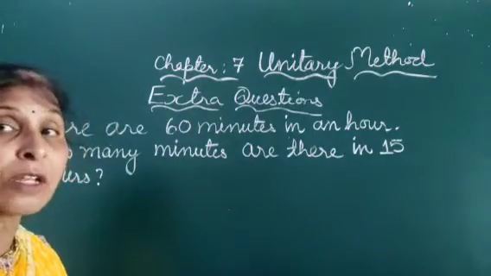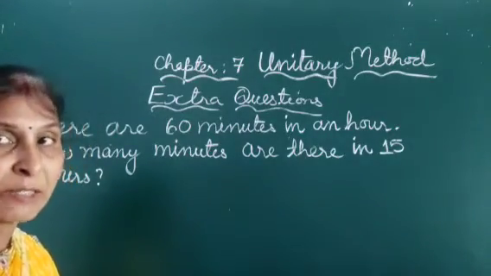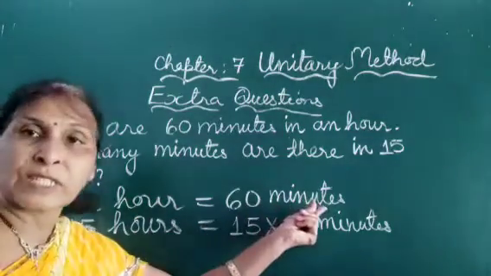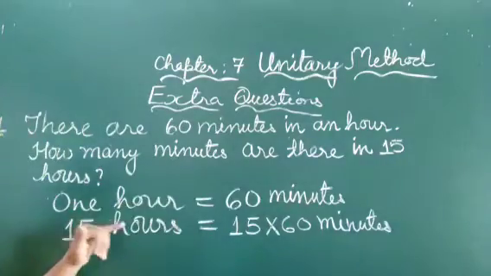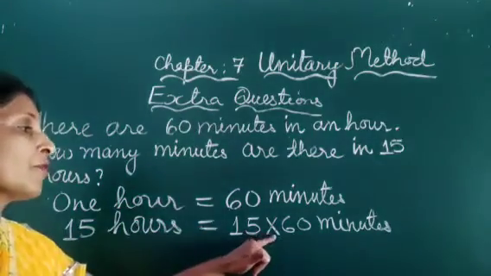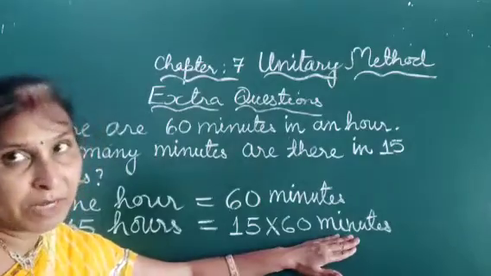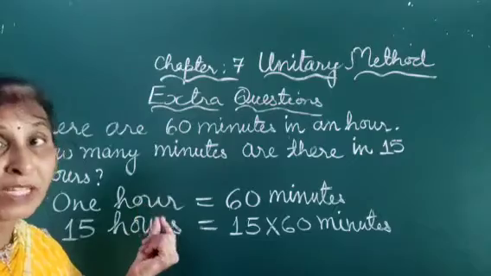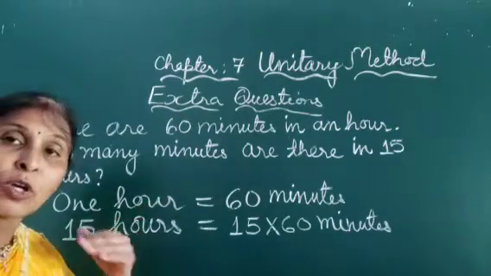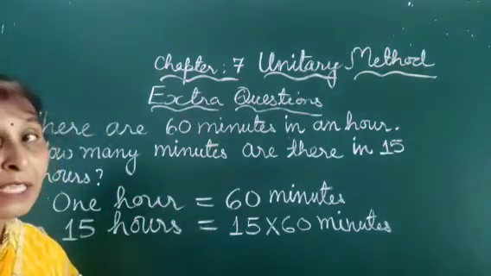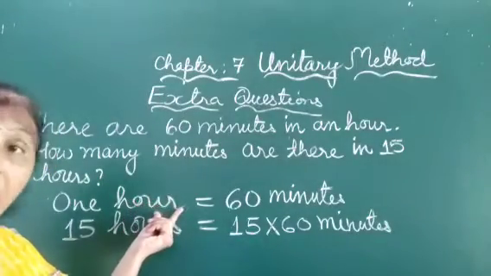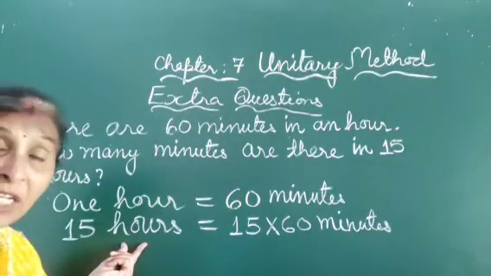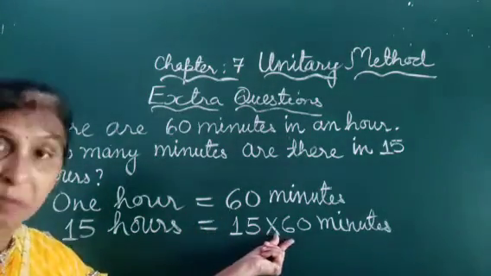So in this question, what will we do? We multiply. In the first line, we write 1 hour is equal to 60 minutes. And in the second line, we write 15 hours is equal to 15 multiplied by 60 minutes. Children, you remember that if the cost of one is given and we find the cost of many items, then we multiply. Here, in 1 hour, the minutes are given, that is 60. We find out how many minutes in 15 hours, so we multiply.